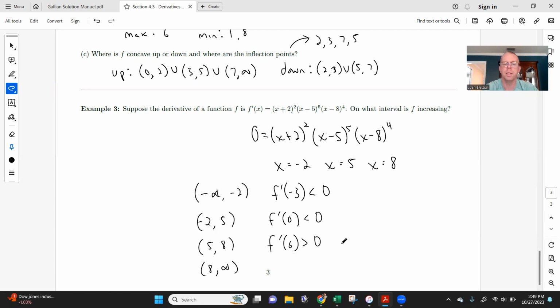So then last one, we can pick 9 or 10 or whatever, it doesn't matter. Any number greater than 8, and that one's going to be positive. So 9 minus 5 is 4. 4 to the fifth is going to be positive. So we are increasing on these two.